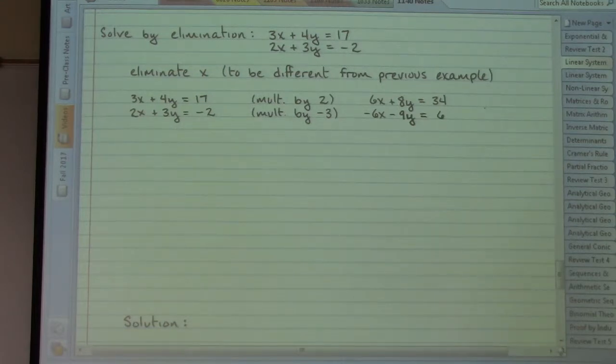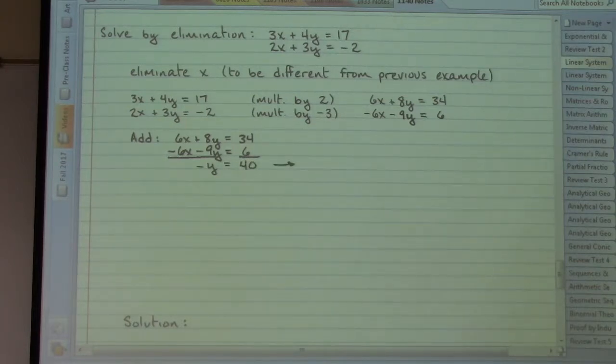Now we can go ahead and add those together. So the 6x plus 8y, and you might feel this a little overkill that I could have just added those the way that they were originally written. And you're right, but we're being a little overly cautious here as we are getting in the swing of things. So 6x and a negative 6x will cancel out. 8y and a negative 9y will give us negative y, and 34 plus 6 will give us 40.